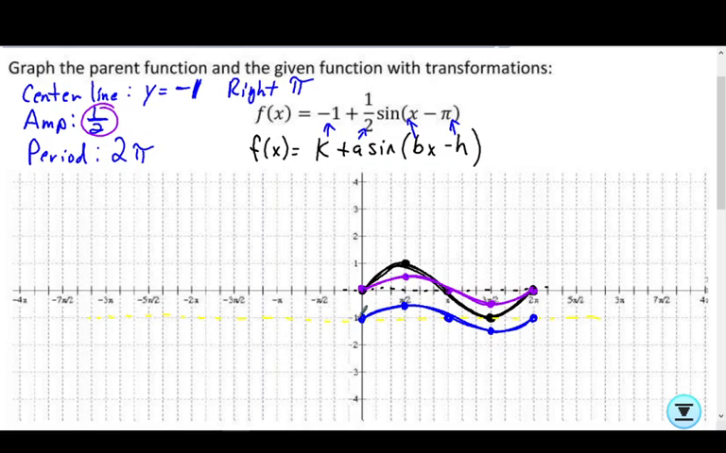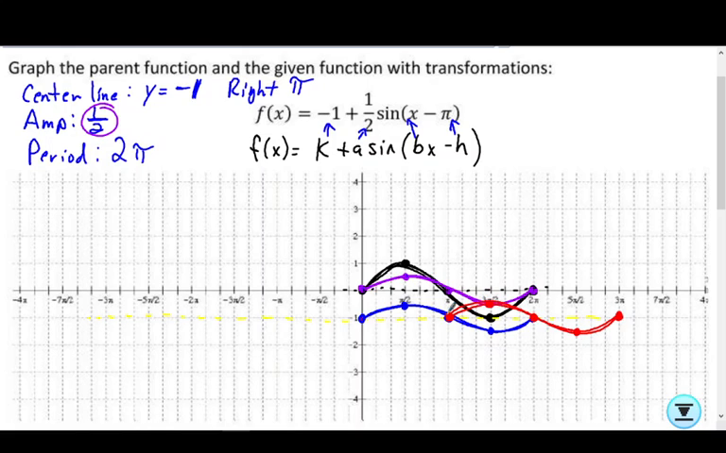Okay? And then my last transformation is going to the right pi. So this is going to be shifted to pi, and this one to 3 pi over 2, and then pi gets shifted over to 2 pi, and 3 pi over 2 gets shifted to 5 pi over 2, and 2 pi gets shifted over to 3 pi. And that is our transformed function.